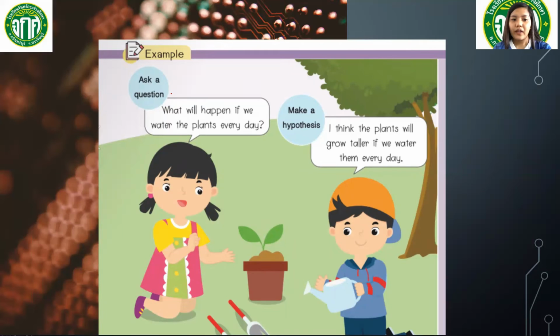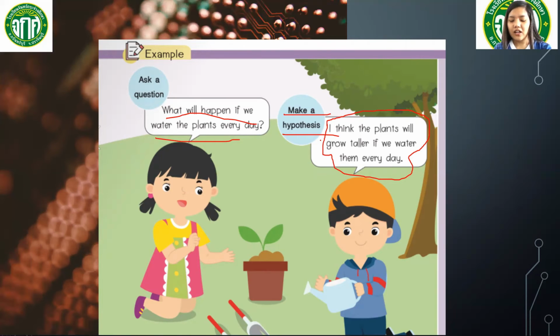So ask a question. What will happen if we water the plants every day? So this is the question or the problem that we need to answer. Now we need to make a hypothesis or guess an answer. So Pakin says, I think the plants will grow taller if we water them every day. So that is the hypothesis of Pakin. Pakin tries to guess the possible answer of the question.